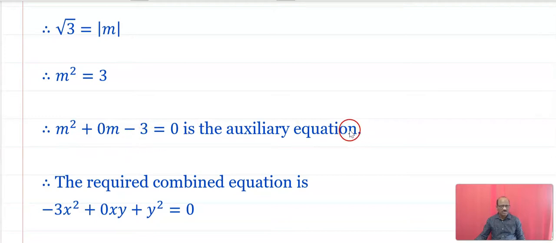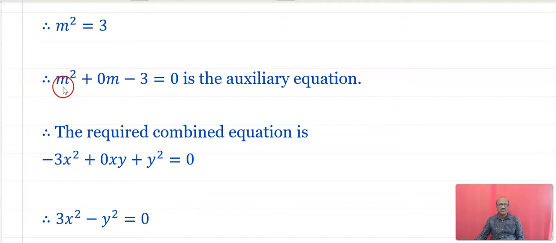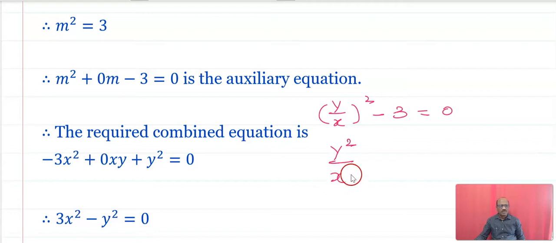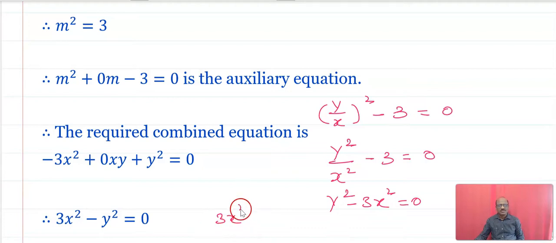This is the auxiliary equation, and again substitute in this equation m as y upon x, that is (y upon x) bracket square minus 3 is equal to 0. Now simplify this. Here you will get y square upon x square minus 3 is equal to 0, and after simplification you will get y square minus 3x square is equal to 0, and therefore 3x square minus y square is equal to 0.